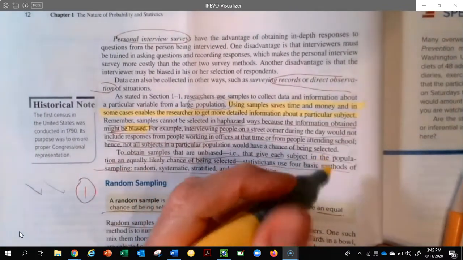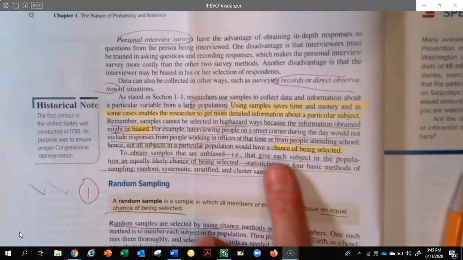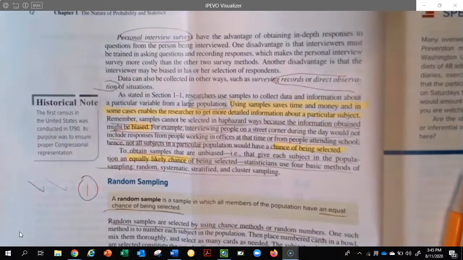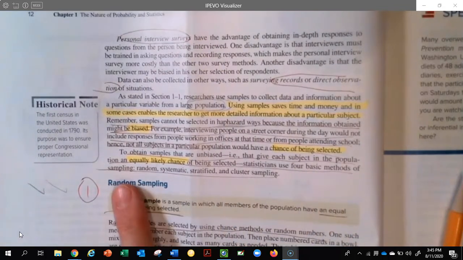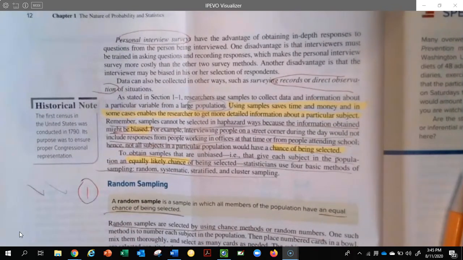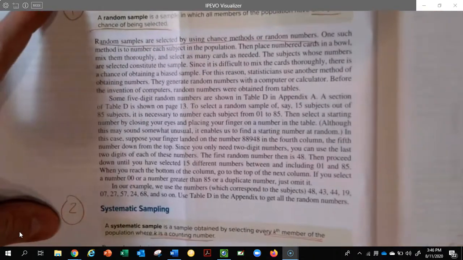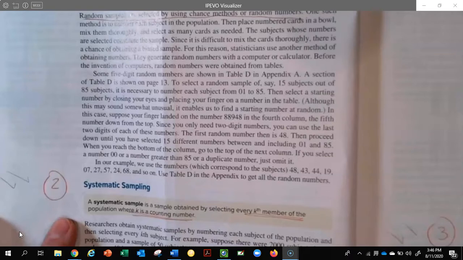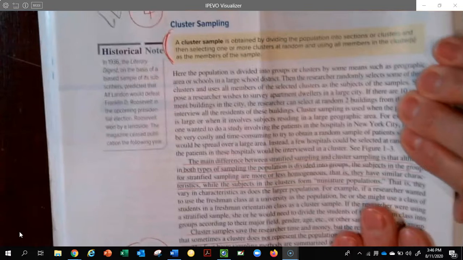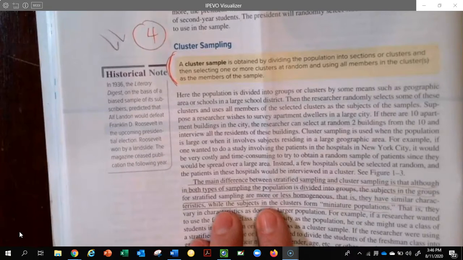And so there are going to be some other huge words. A chance of being selected. To obtain samples that are unbiased, in other words, that give each subject in the population an equally likely chance of being selected, statisticians use 4 basic methods. You're going to watch 2 videos. The first video is going to talk about random sampling and systematic. Those are 2. Then you have stratified and cluster. So the first video is going to talk about random and systematic. The second video is going to talk about stratified and cluster. So spend quality time listening to, thinking through these 4 types of sampling.